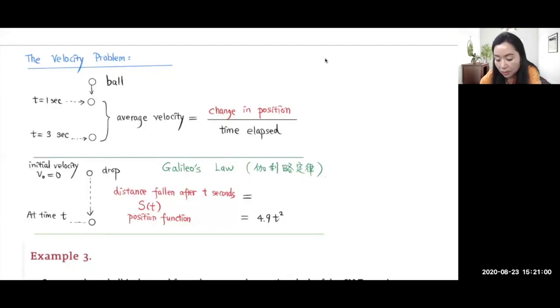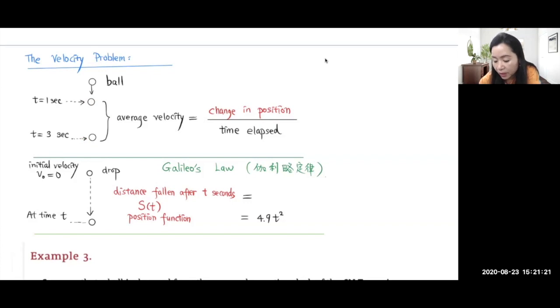Now we're going to continue with the velocity problem. First, let's go over some physics. Suppose we have a ball, and if you drop the ball, then how do you calculate the average velocity from the time t equal to 1 second to 3 seconds?